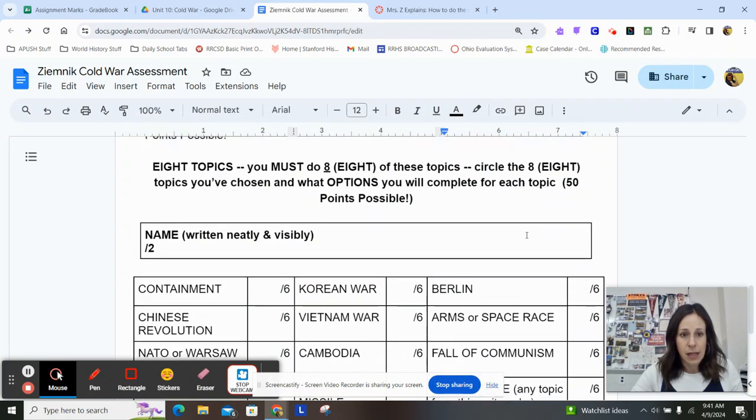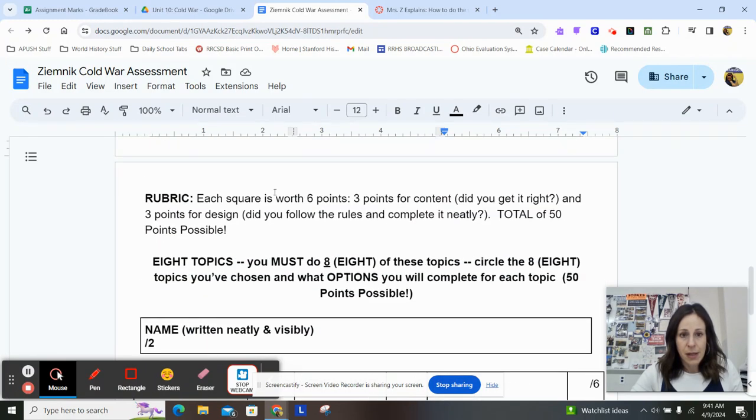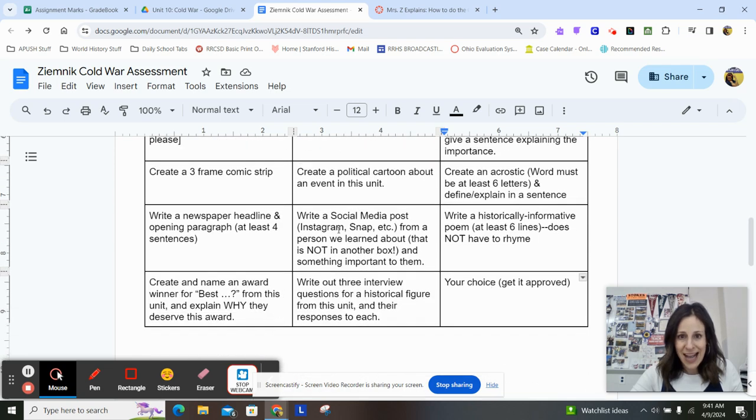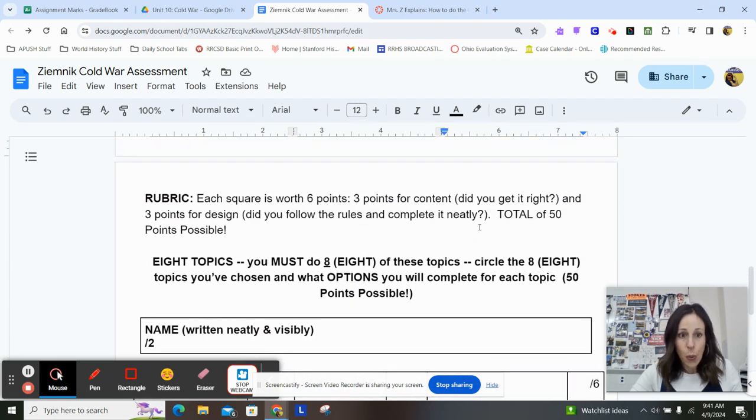How is it graded? Well, first of all, 3 points for content. Did you get the content right on your topic? And 3 points for design. Did you follow these rules completely and neatly? Color is highly encouraged. So total of 50 points possible.